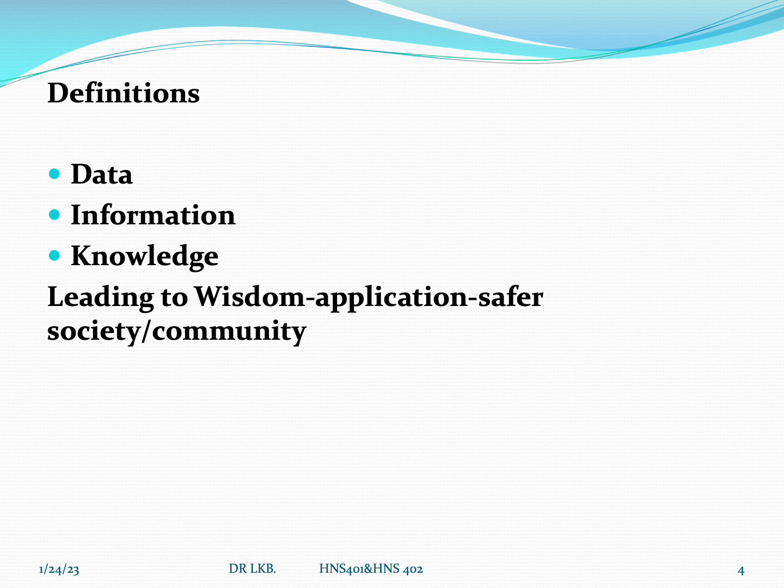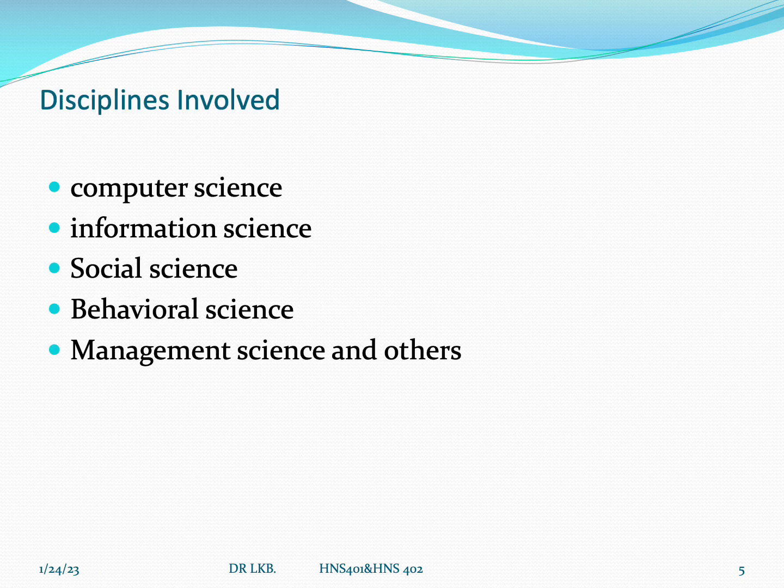So if we are going to apply data, information, and knowledge, what are some of the disciplines we would expect to work in collaboration? So when we look at the objectives of health informatics and the overall vision of it, it means that we need to collaborate with a number of disciplines. So other disciplines involved in health informatics include computer science, information science, social science, behavioral science, management science, and others, including public health, as one of us has said.